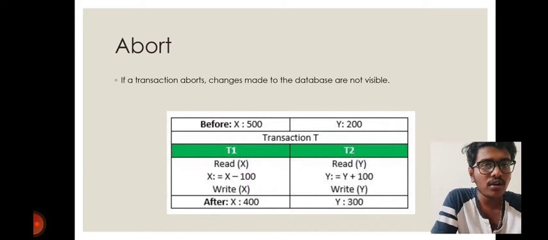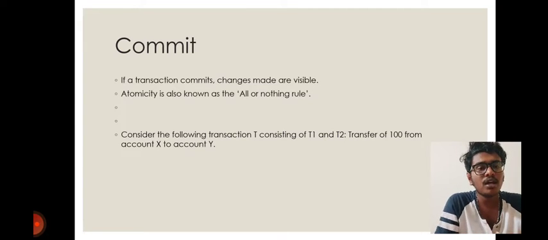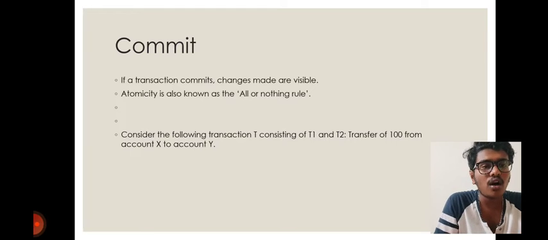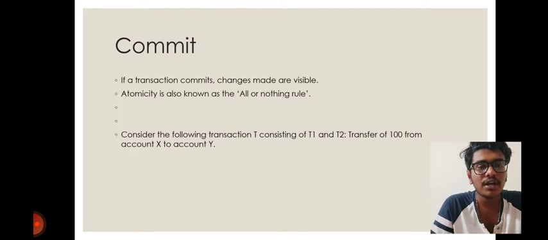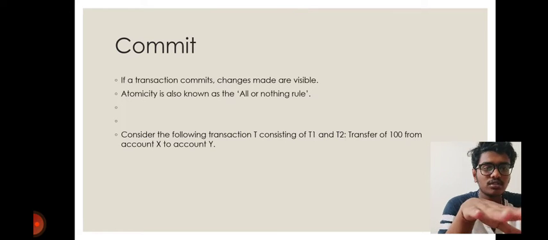This is about abort. So commit. If a transaction commits, changes made are visible. Atomicity is also known as the all or nothing rule. Consider the following transaction: T consists of T1 and T2, transfer of 100 from account X to account Y. This is the question which we did in the previous slide.